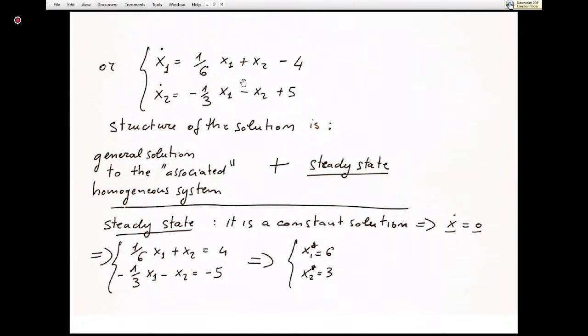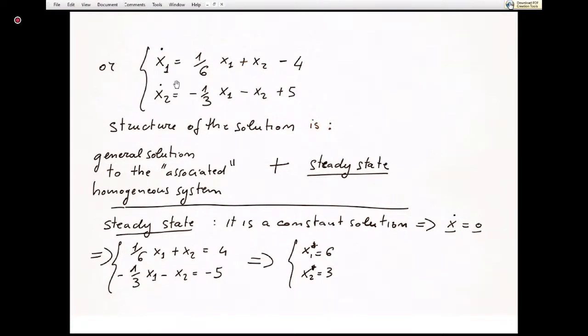What is the meaning of constant solution to this system? Both variables at the steady state must be at constant levels. Okay? Both variables, not just the unique variable, both variables. And this means that their time derivatives, both at the same time, must be 0.